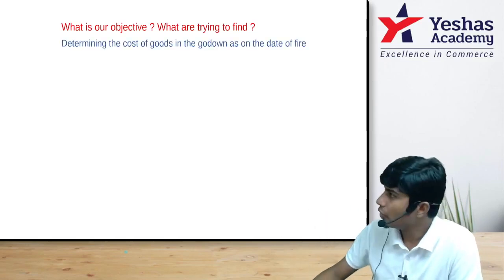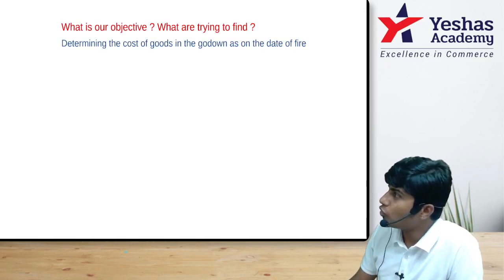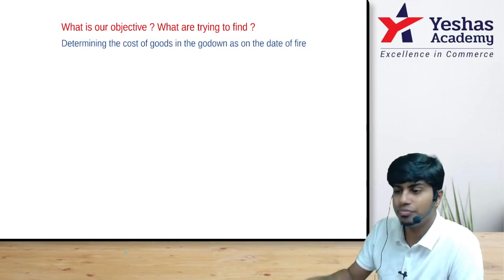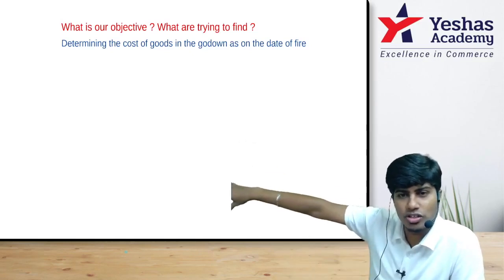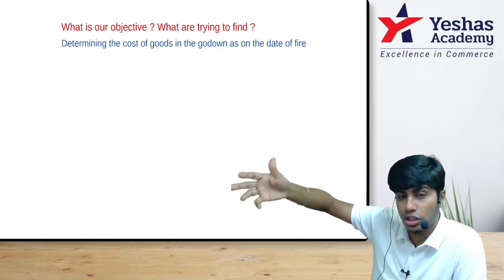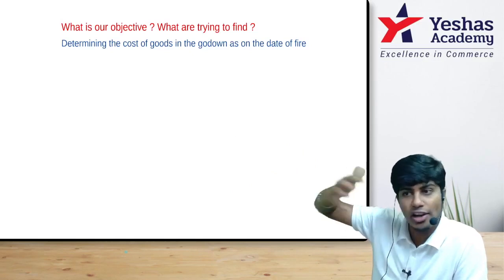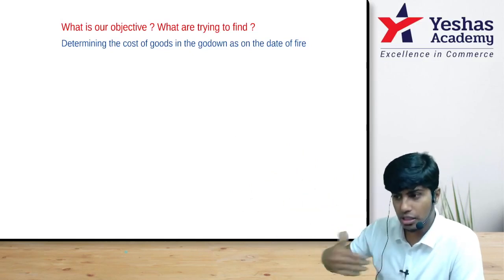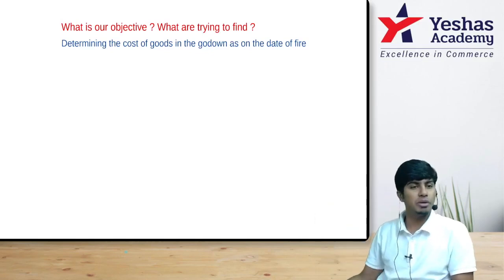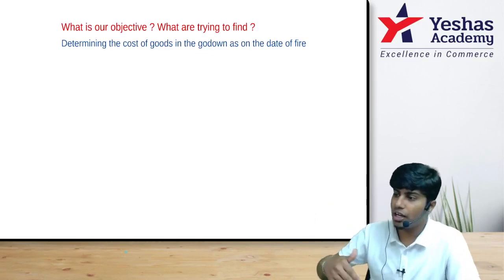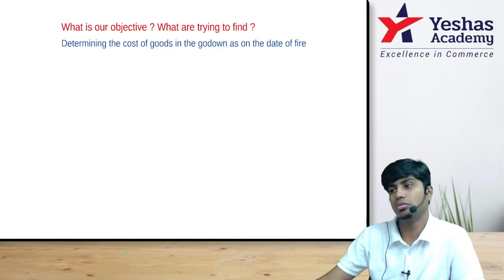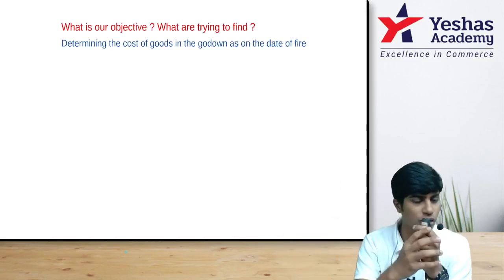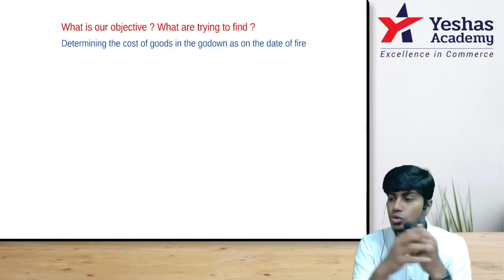Have a look at this. Determining the cost of goods in godown as on date of fire. What is our objective? To identify how much goods is lost. Because only when we identify the value of the goods that is lost, we'll identify the value that the insurance company should pay us. So, how much of the goods are lost by fire? Goods that are lost by fire are the goods that were there in the godown on the date of fire. The day when fire got caught to the goods or the godown, how much goods were there in the godown?